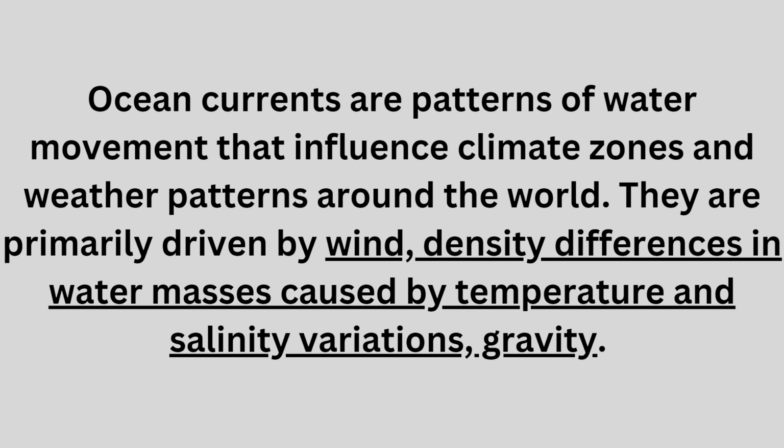Ocean currents are patterns of water movement that influence climate zones. They affect climate zones and weather patterns around the world. There are some factors which drive and influence the ocean currents. What are they? Generally, the factors are wind, density differences in water masses caused by temperature and salinity variations, and gravity.